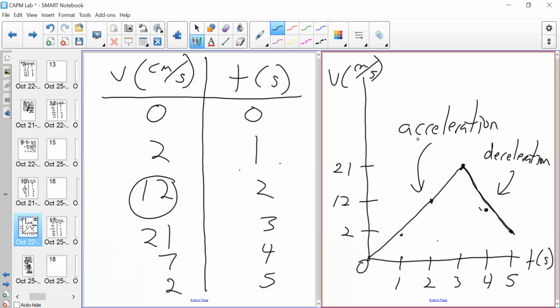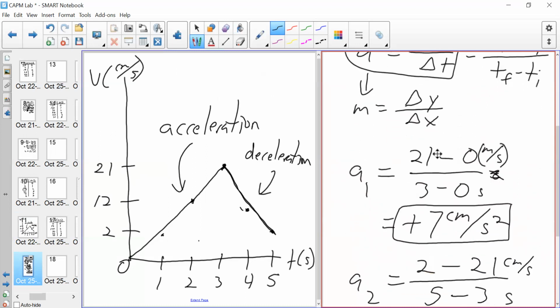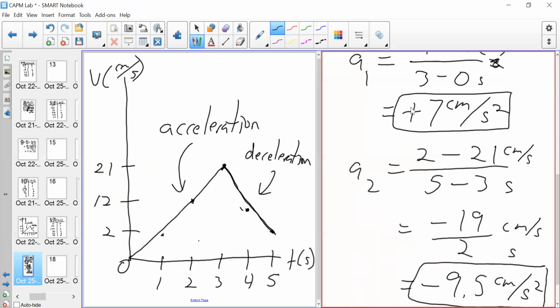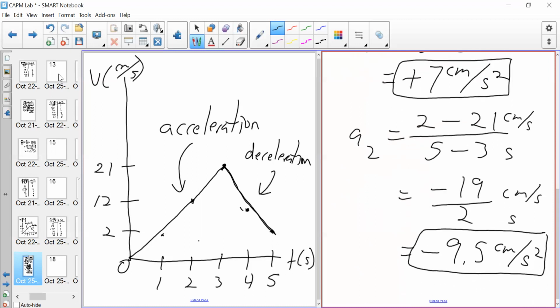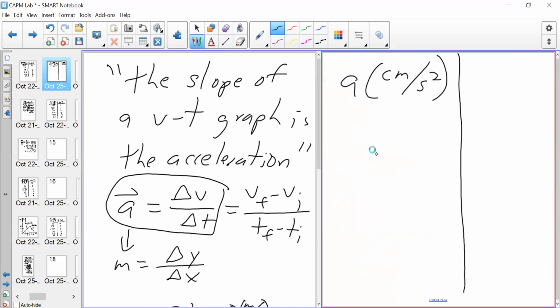Okay. So that is that for this example. 7. We have our values 7 centimeters per second squared and negative 9.5 centimeters per second squared. Now let's go ahead and put that into a data table. Our final data table is the acceleration data table. Acceleration measured in centimeters per second squared. Time in seconds, always.